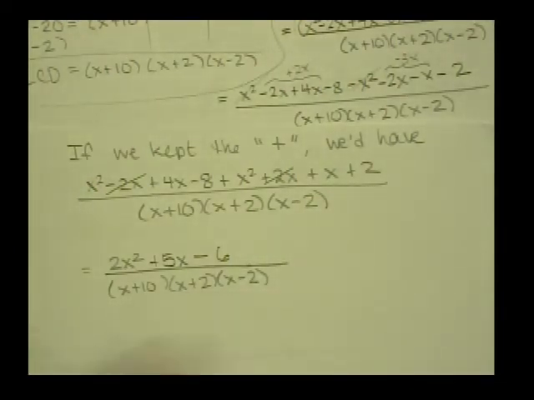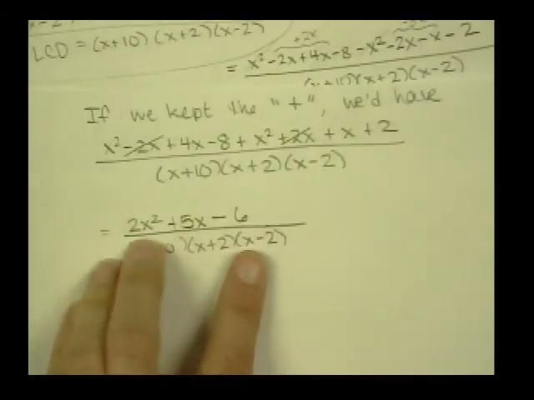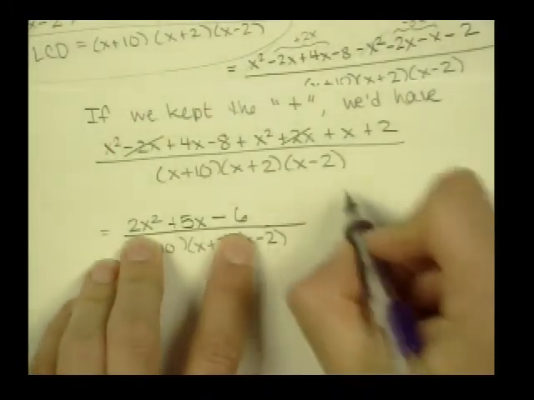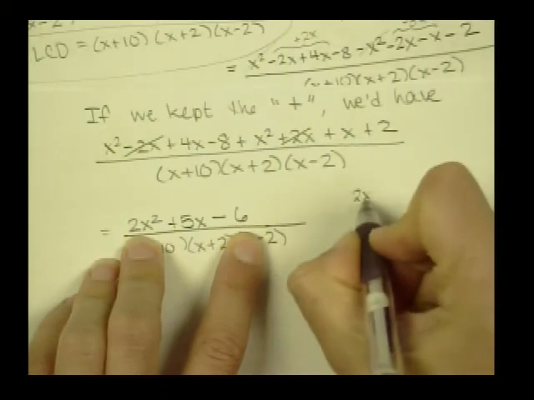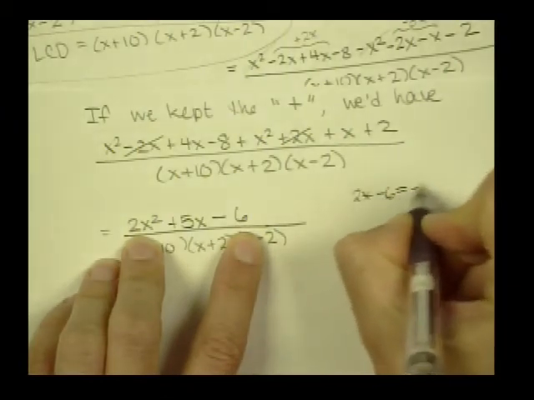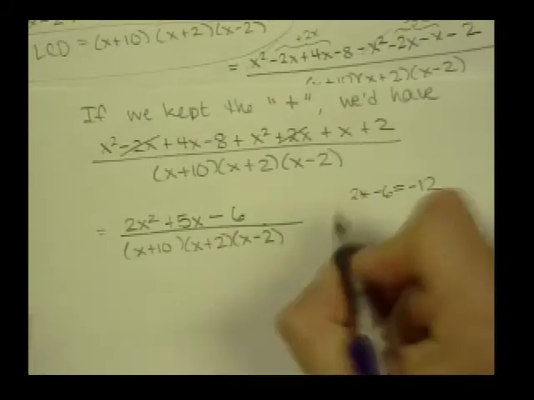Well, then we'd have to see if we can factor the top still. And you can do guess and check. I'll maybe think about using that AC method, or the grouping method. So I look at 2 times negative 6, which is negative 12. And we want factors of negative 12 that would add up to what? 5.